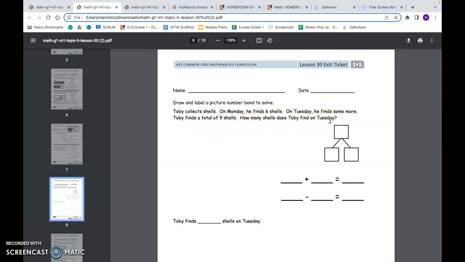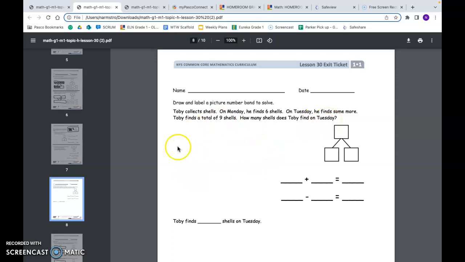Okay, so let's listen to it one more time and let's pick out that important information. Toby collects shells. On Monday, he finds 6 shells. On Tuesday, he finds some more. Toby finds a total of 9 shells. How many shells does Toby find on Tuesday?